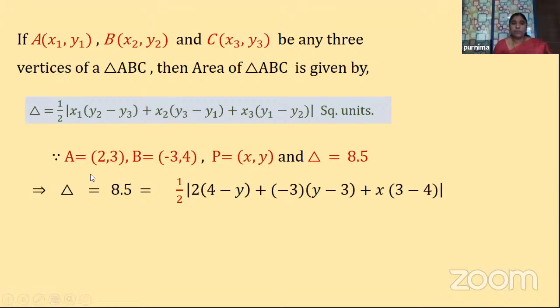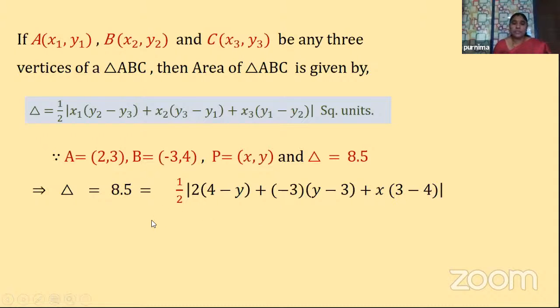Delta is equal to, in place of delta I'm taking 8.5, is equal to half into 2 into 4 minus y, that is, this is x1 y1, this is x2 y2 and this is x3 y3. So according to those values only, let us substitute here. Half into 2 into 4 minus y plus minus 3 into y minus 3 plus x into 3 minus 4.